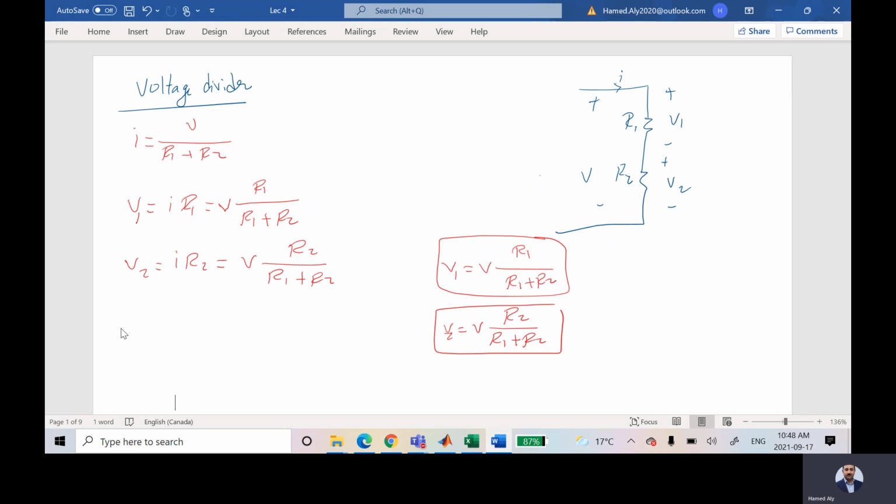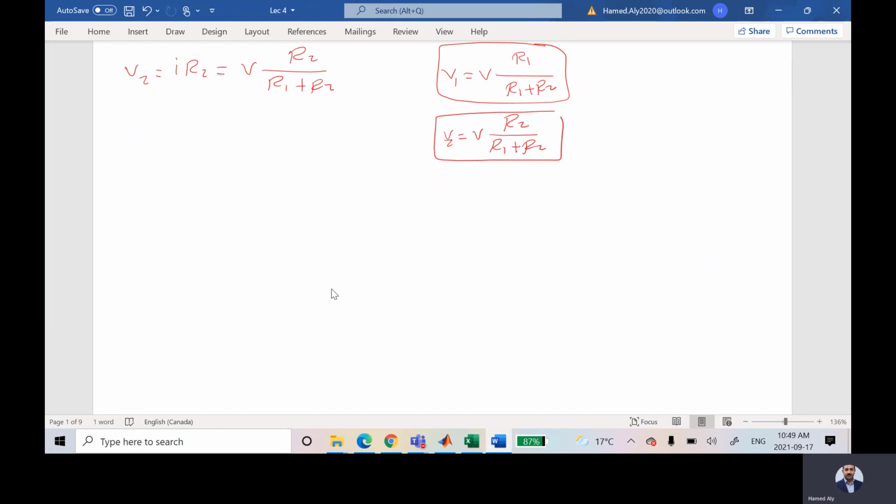Any question, guys? So how would you do that? Would you just do R1 plus R2 plus R3? That's it. And I will add only here R3, and I will add only here R3. Only if all of them are connected in series. Any question?